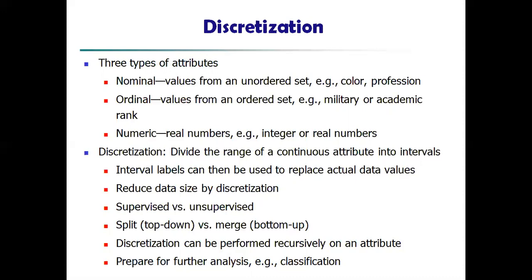There are supervised and unsupervised techniques also, where supervised will have class labels and unsupervised will not have class labels. And you can split the data either from top to bottom or we can merge from bottom to up. Okay, discretization can be performed recursively on an attribute. Once we are splitting, that's what we have seen, what is a best fit and worst fit. So that will keep on recursively and iteratively be integrated, and prepare for further analysis, and that is your classification. When it has been iterated and we find the updated result, then you have to classify based on the labels.